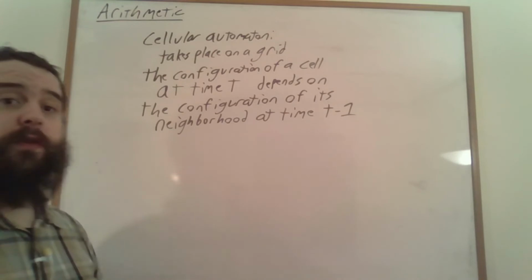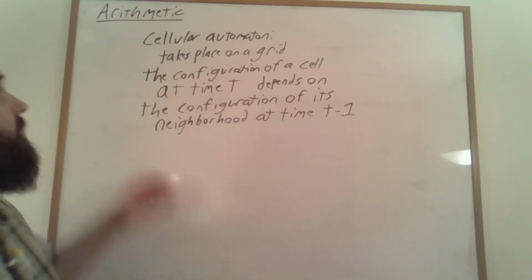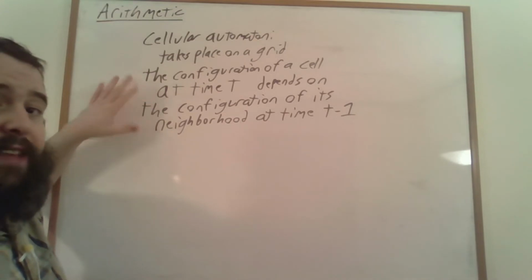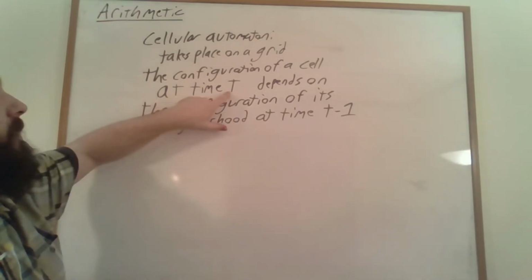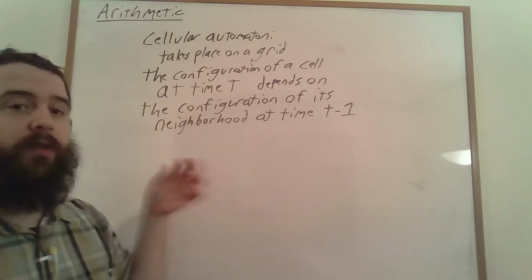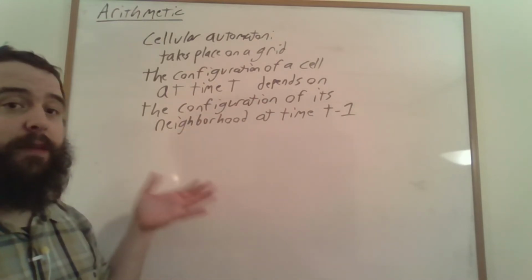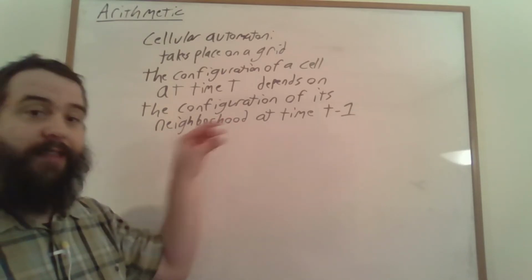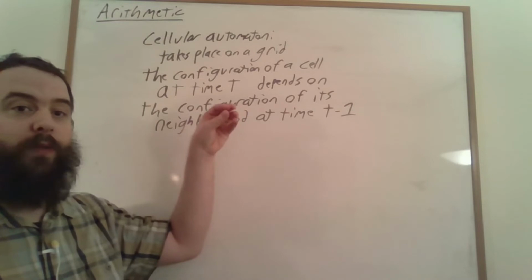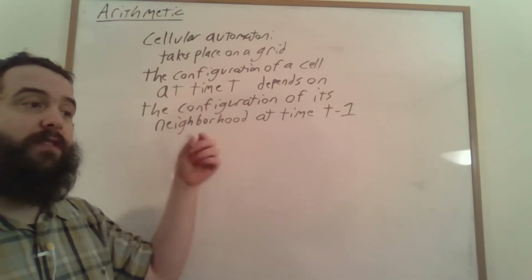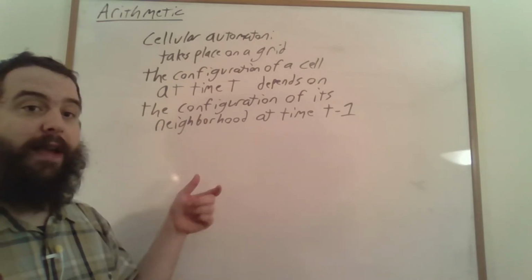So the rule for cellular automata is this. It takes place on a grid, and the configuration of any cell on that grid at time t depends on the configuration of the neighborhood of that cell at time t minus 1. So when I say neighborhood, I mean the cell itself at time t minus 1, its previous configuration, and the previous configurations of all of the cells neighboring it.